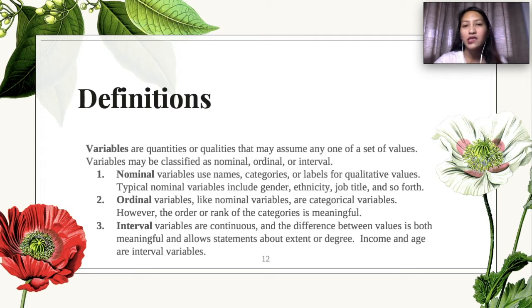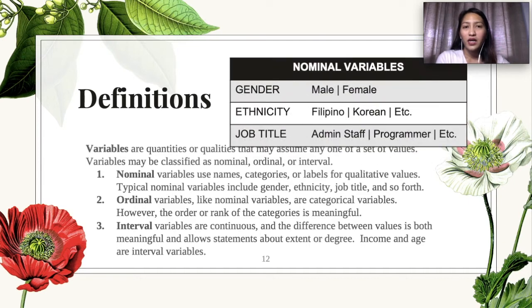Kapag nominal, ito ay mga names, categories, labels for qualitative values. Ang isang halimbawa nito ay gender, ethnicity, and job title. So, if you will get variable na nominal, ito ay mga variables na kung saan ay categorical. You cannot represent it by numbers.